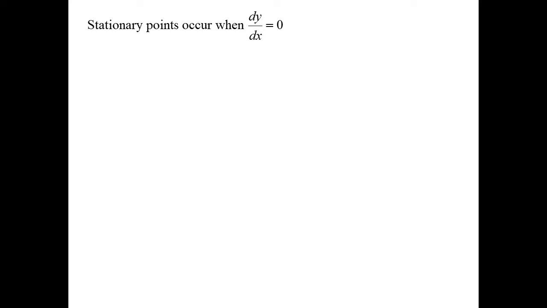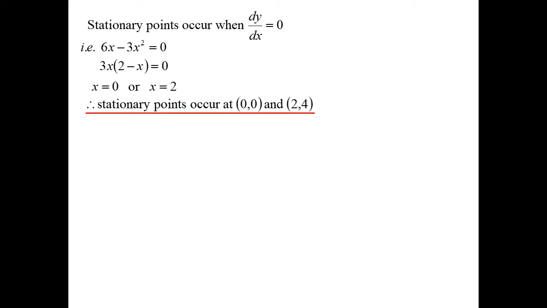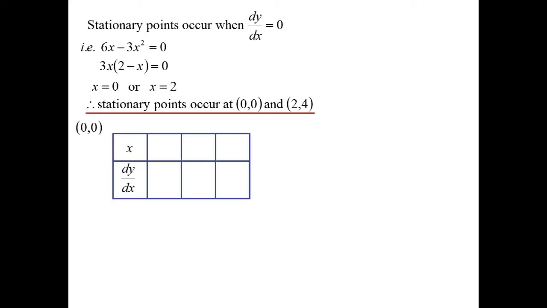Well, I know stationary points occur when that first derivative is equal to 0. In other words, I want to solve this equation. We get two possibilities, x equals 0 and x equals 2. We know our two stationary points. One is 0, 0, the other is 2, 4. The question also said, or something like, determine their nature. So is it what we call a minimum one, so down the bottom, or is it a maximum one up the top?